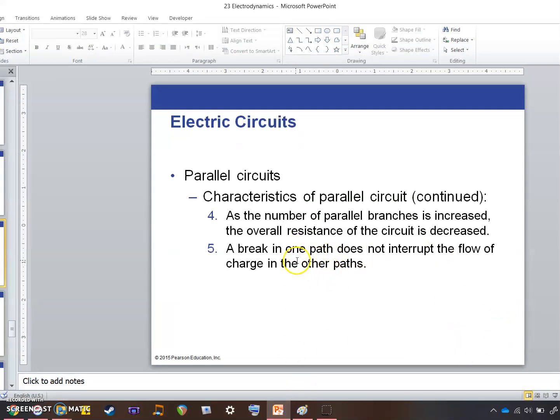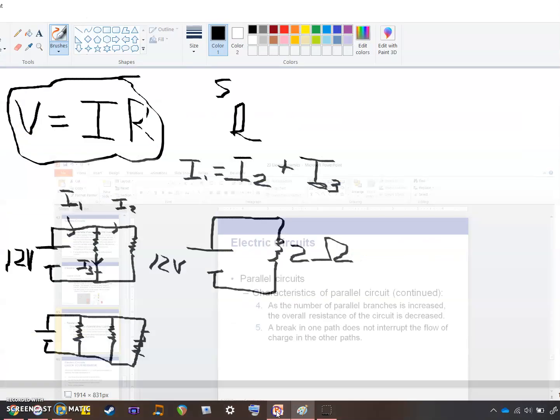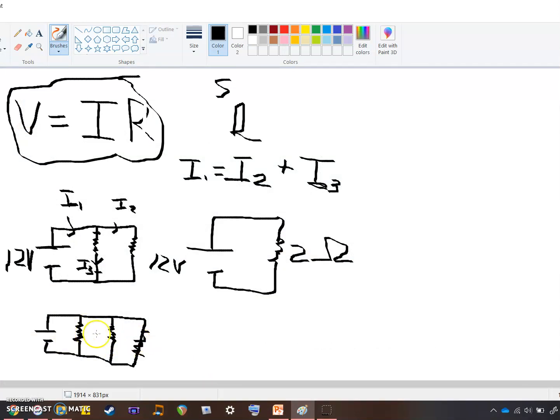Now, here's the good part about a parallel circuit. If you break one path or one element of the circuit, it doesn't interrupt the flow of charge in the other paths. So let's say we have our 3-leg circuit here. Let's say one of these breaks. Let's say this light bulb burns out. Instead of the current in all the legs going out, like in the series circuit, it only goes out in this leg. The current is still able to make it through these other 2 legs.